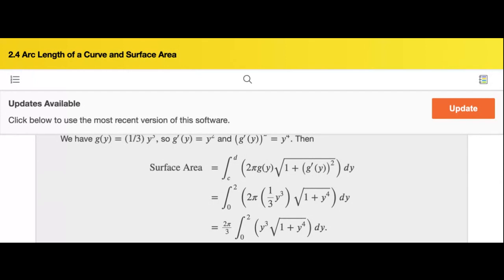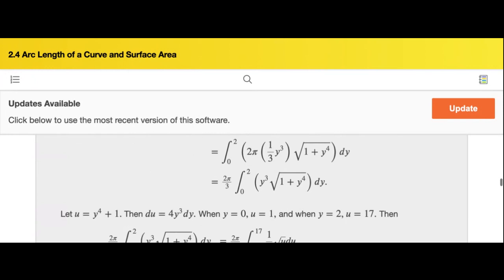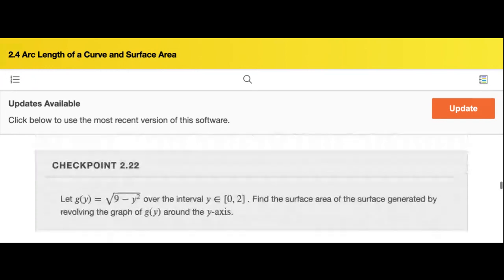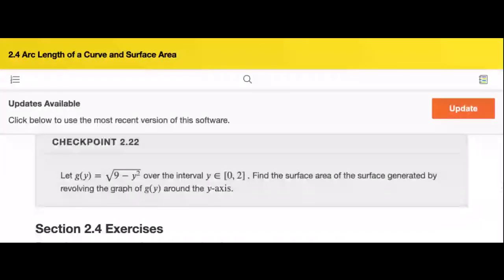Anyone has any questions? Okay, keep going. Okay, let's all try this one, 2.22.